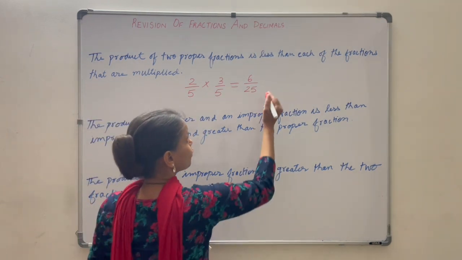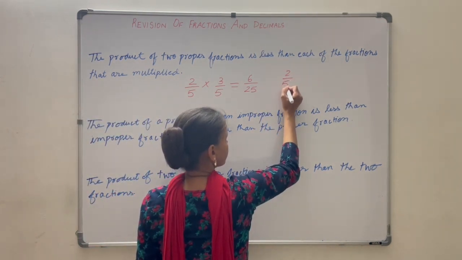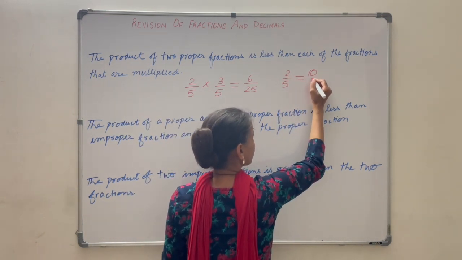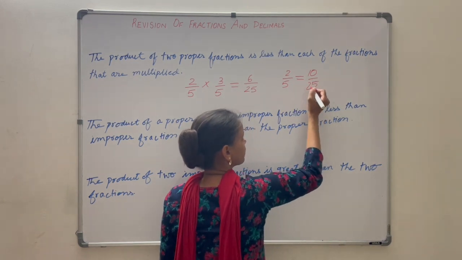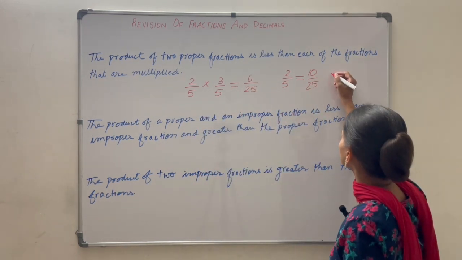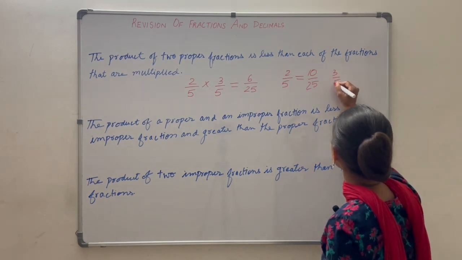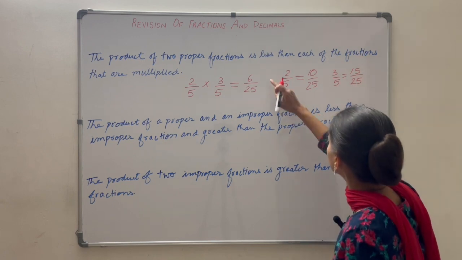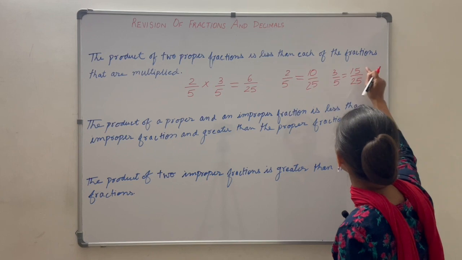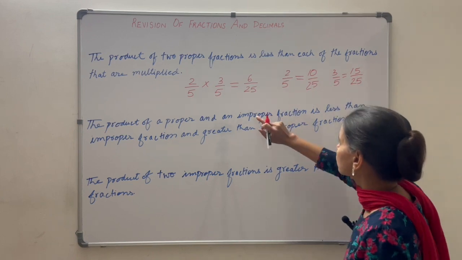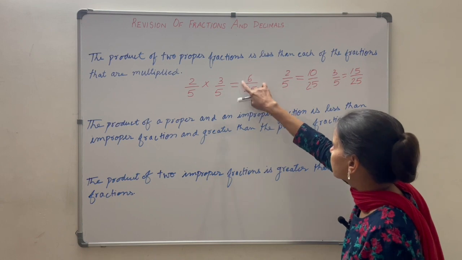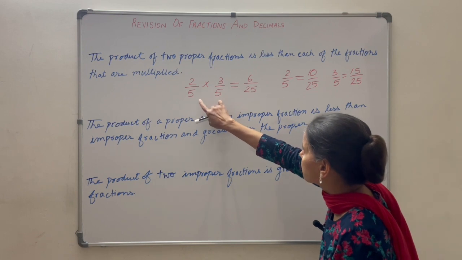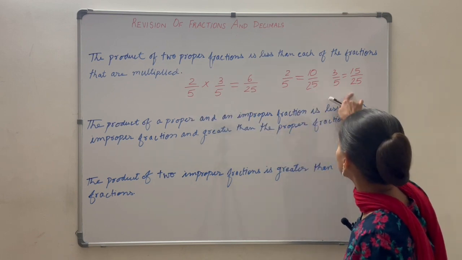Let us check. If you convert 2 by 5 to having the denominator as 25, you have to multiply both numerator and denominator by 5. So you get 10 by 25. And here you have to multiply both numerator and denominator by 5. So here you will get 15 by 25. So clearly you can see 6 by 25 is less than 10 by 25 and 15 by 25. So the product of two proper fractions, that is 6 by 25, is less than each of the fractions that are multiplied, that is 2 by 5 and 3 by 5. You can see it here.